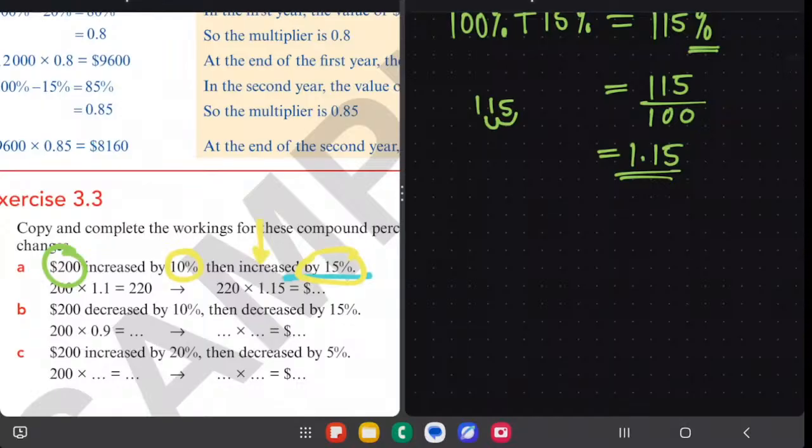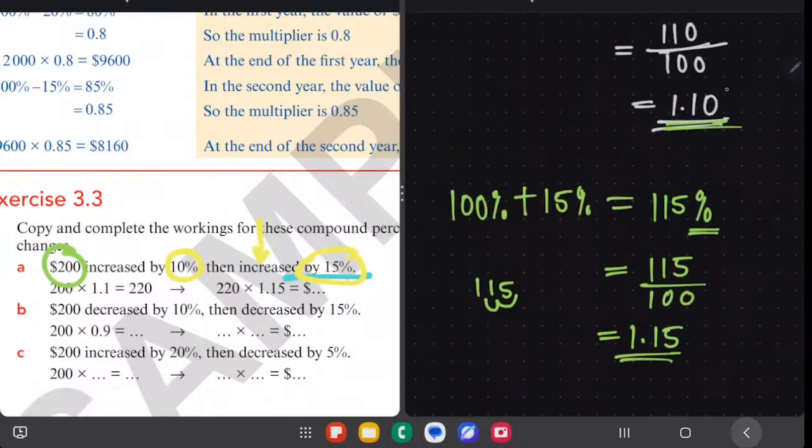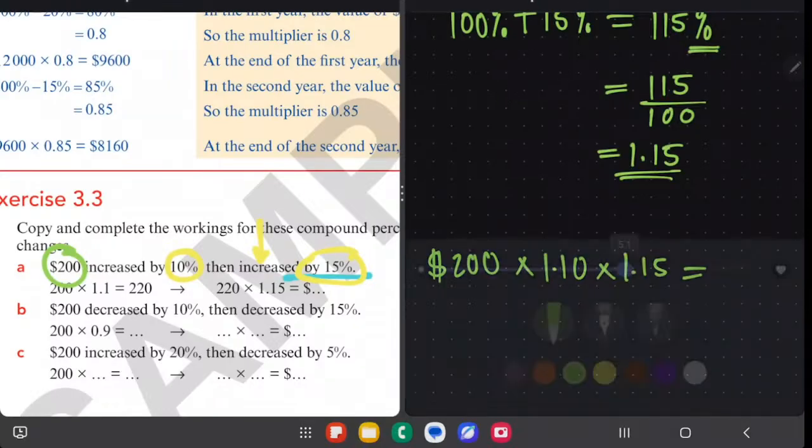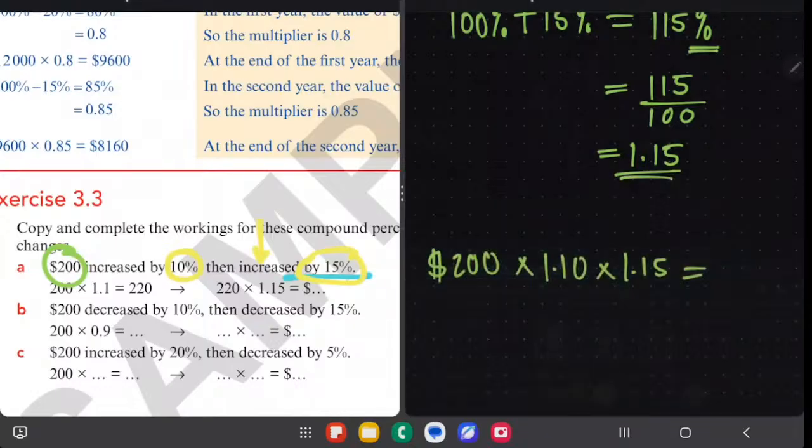How are you? So that means you're going to say the solution becomes $200 times, what is the first increase we did? By 10%. So we multiply by 1.10. Then we multiply again by the other increase we did, which is 1.15. Tell me what answer you're going to get. How much money do you now have? You had $200. You increased it by 10%. Then you increased it by 15%.